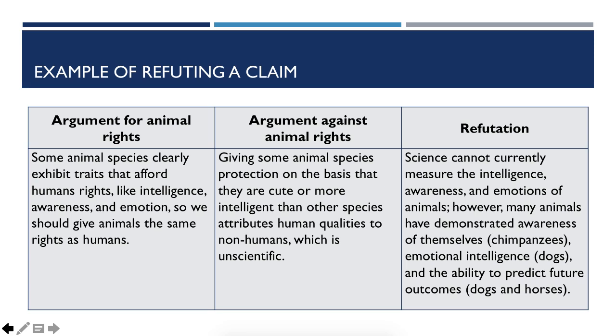And if you want to refute that claim, you could say something like, science cannot currently measure the intelligence, awareness, and emotions of animals. However, many animals have demonstrated awareness of themselves, chimpanzees, emotional intelligence, dogs, and the ability to predict future outcomes, dogs and horses.